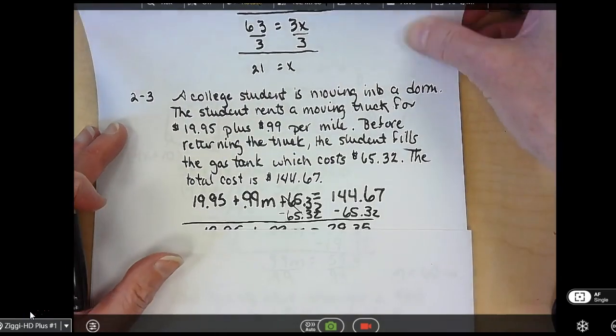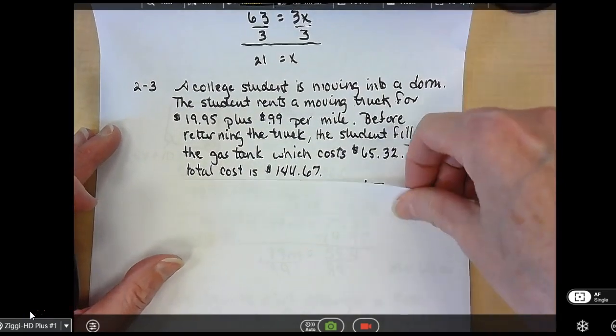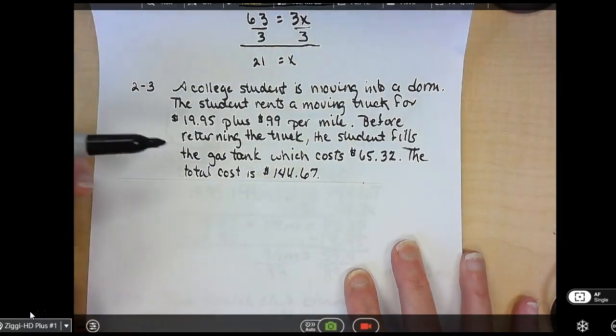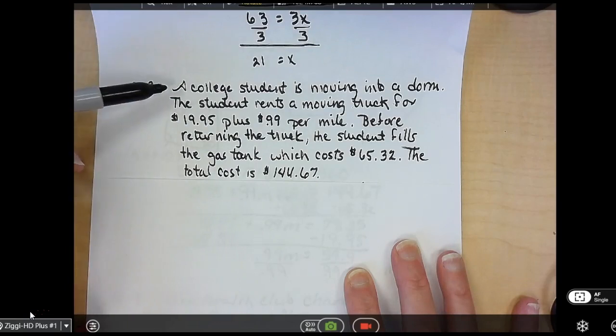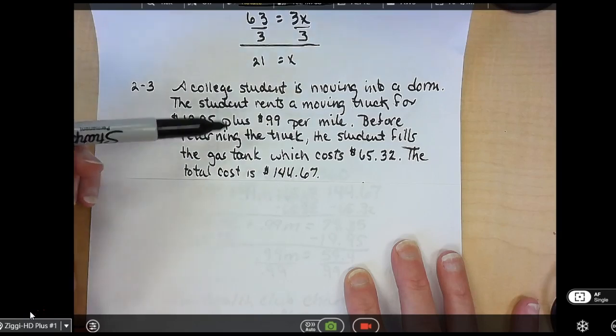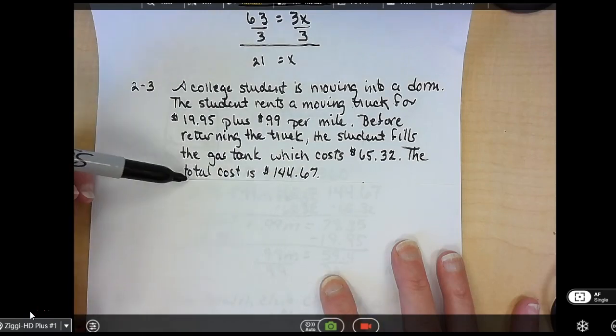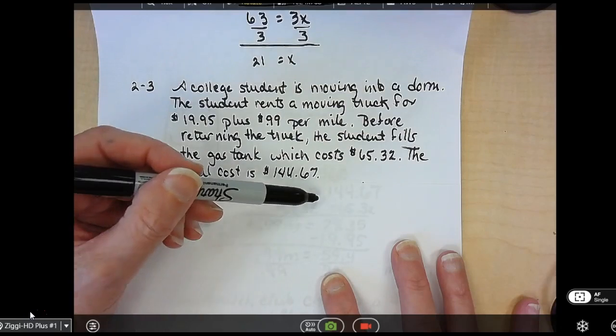In 2-3 we're going to end up with multi-step equations. So our equation is going to be a little longer. A college student is moving into a dorm. The student rents a moving truck for $19.95 plus 99 cents per mile. Before returning the truck, the student fills the gas tank, which costs $65.32. The total cost is $144.67. So if that's our total cost, that's what our equation equals.